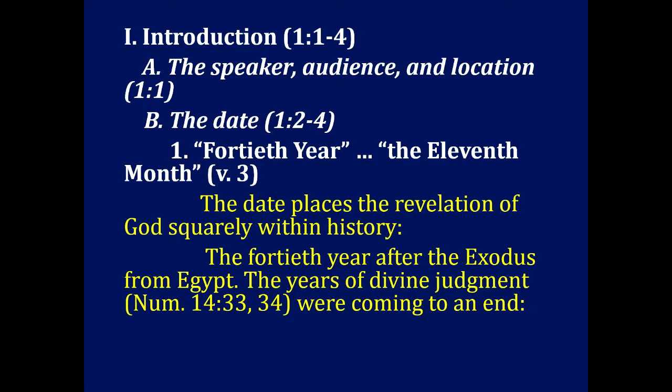The 40th year after the Exodus from Egypt, the years of divine judgment were coming to an end. And so here they are at the end of that period. And again, there wasn't much in Numbers about that 40 years of wandering. There aren't a whole lot of details that we are given. We're just given highlights, because there's no way that Moses could exhaust everything that went on, but they give us a thumbnail sketch of what happened over those 40 years. And now we find them at the end of those 40 years.